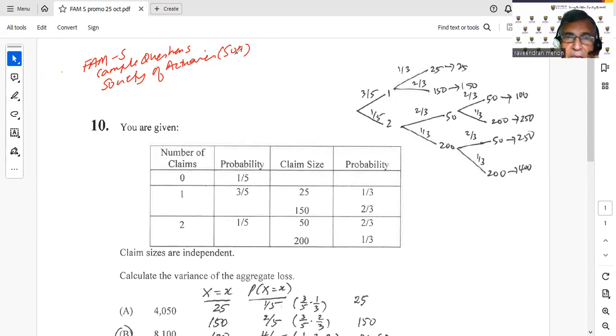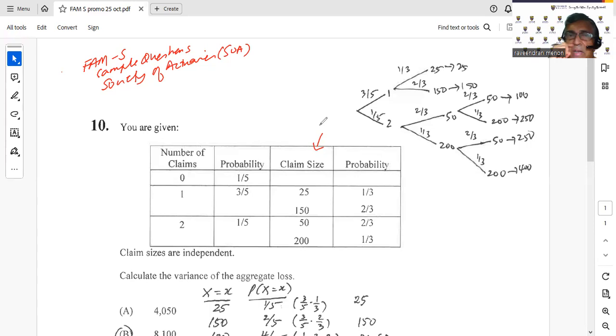They tell you that claim sizes are independent. So they did not say that the number of claims is independent of the size of the claim and so on. All they've said is the claim sizes are independent. So again, let me remind you, they did not say anything about the number of claims being independent of the size of the claim. Sorry, I'm going on and on about that.